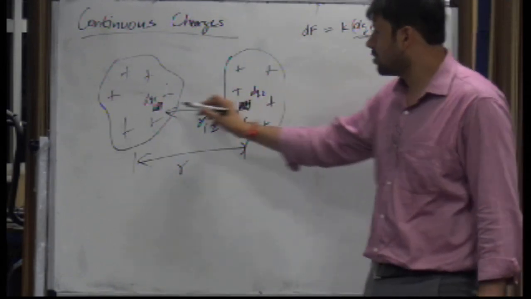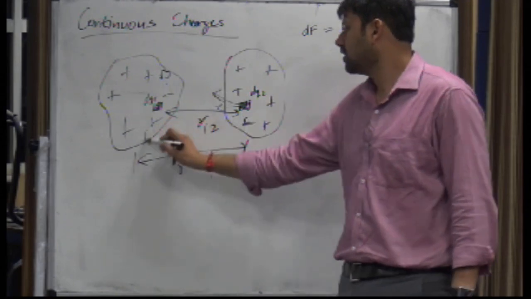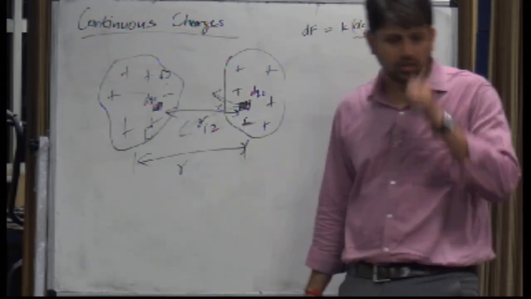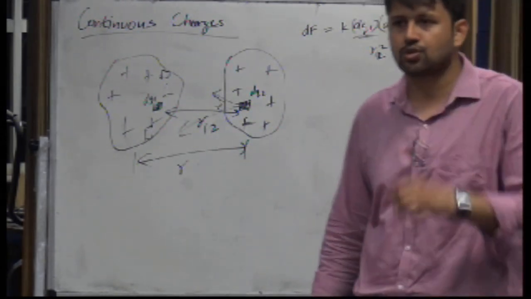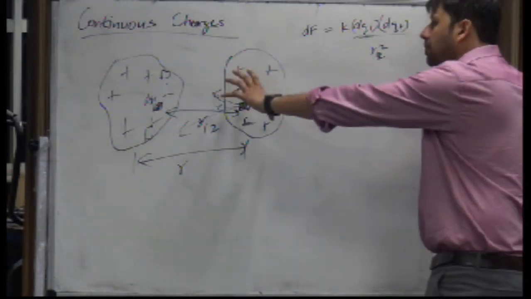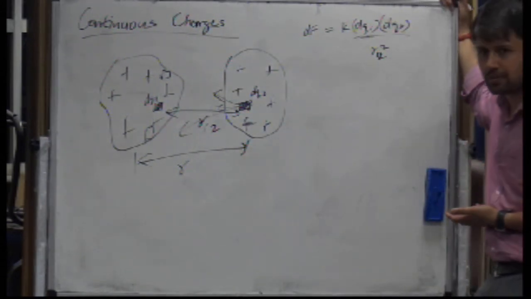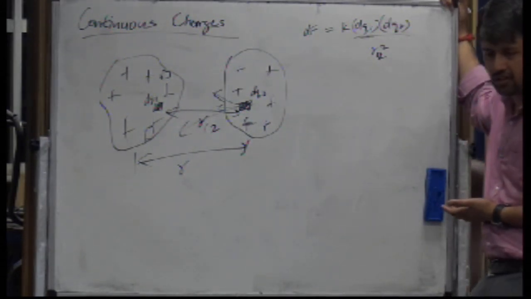On dq, not only this would apply a force, another charge here would apply a force, here would apply a force. So even on a very small charge, there would be so many forces, okay? And for the whole body, you need to find forces on all the small elements. So it becomes practically impossible to find.